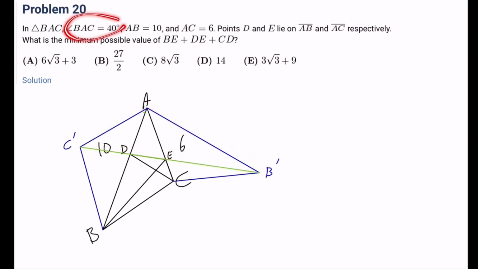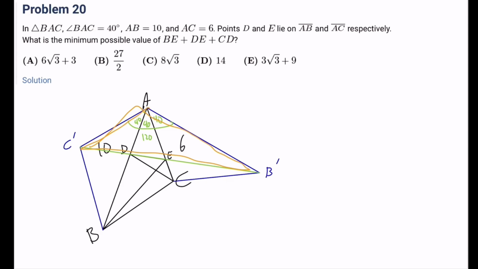And since it gave us that BAC equals 40, that means this is 40. And since this is just a flip, that means this is also 40. Since this is a flip, that means this is also 40. That means the whole thing is going to be 120. And so now we can use the cosine law on triangle AC prime B prime.